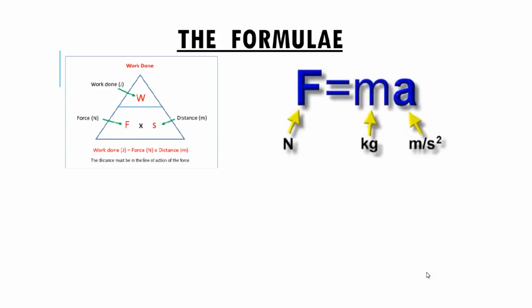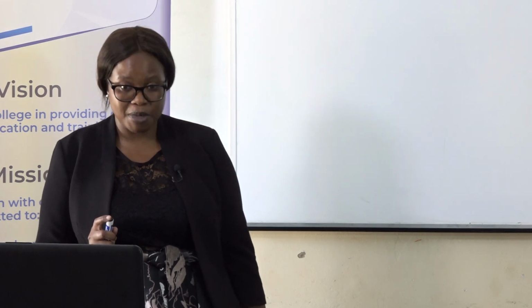Then another formula that we want to look at, when we are talking of force, where is the word force coming from? Force is the product of mass and acceleration. F, which is force, is measured in newtons, mass is measured in kilograms, and acceleration is measured in meters per second squared. Because you're going to find in some instances, you will not be given the force, you'll be given the mass. Then you need to calculate the force, deriving it from this formula.